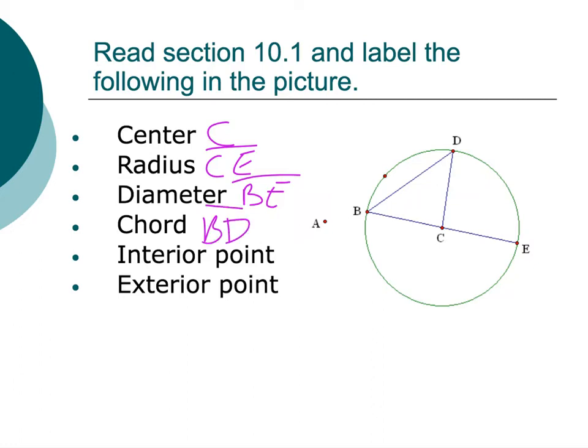An interior point means any point on the inside of the circle. C is the center, so it is an interior point. Why don't I label a point, let's say, F. That'll be fun, too, so we got a different one. Okay, that's a better F. An exterior point, that'd be like that point A that's floating out there. It's not on the inside of the circle.